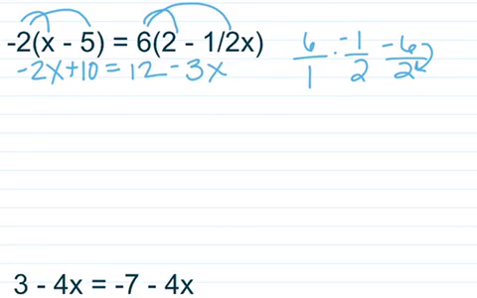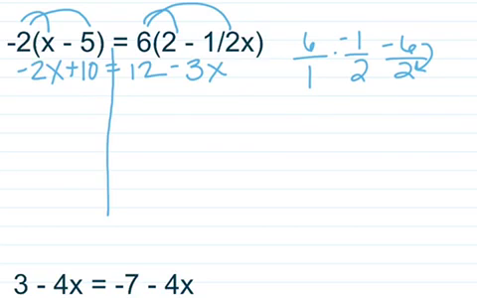Now, we distributed, we can move on to our next step. We have variables on both sides. It really doesn't matter which one you move. I like to avoid negatives, so I'm going to move that negative 3x so it's positive, so it cancels out this negative 2 on the other side.